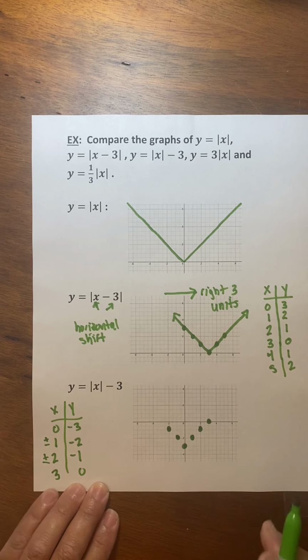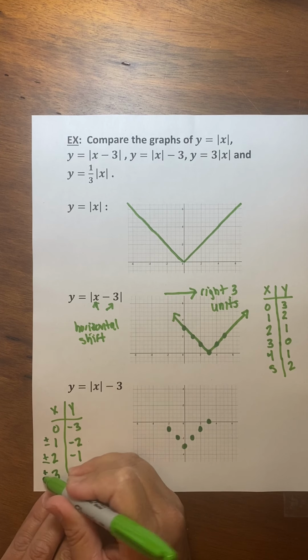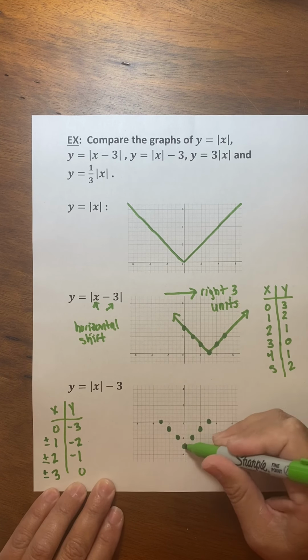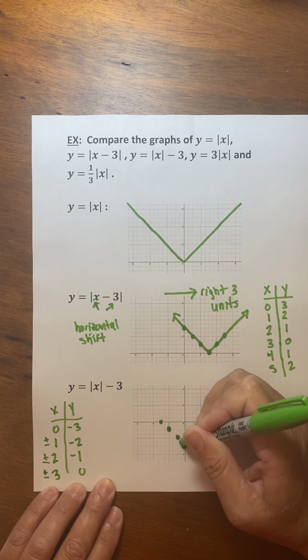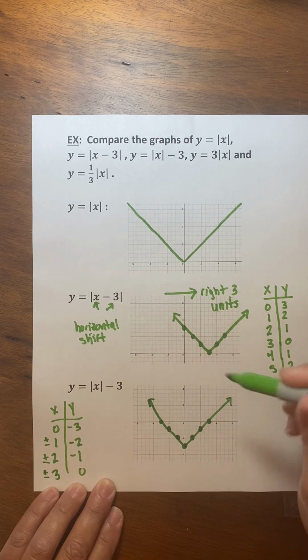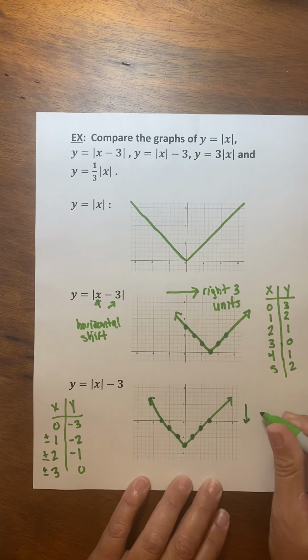So I see right here, this is an even function. Switching the sign of the input keeps the same output. Right, so we have our absolute value shape maintained, although it moved down 3 units.